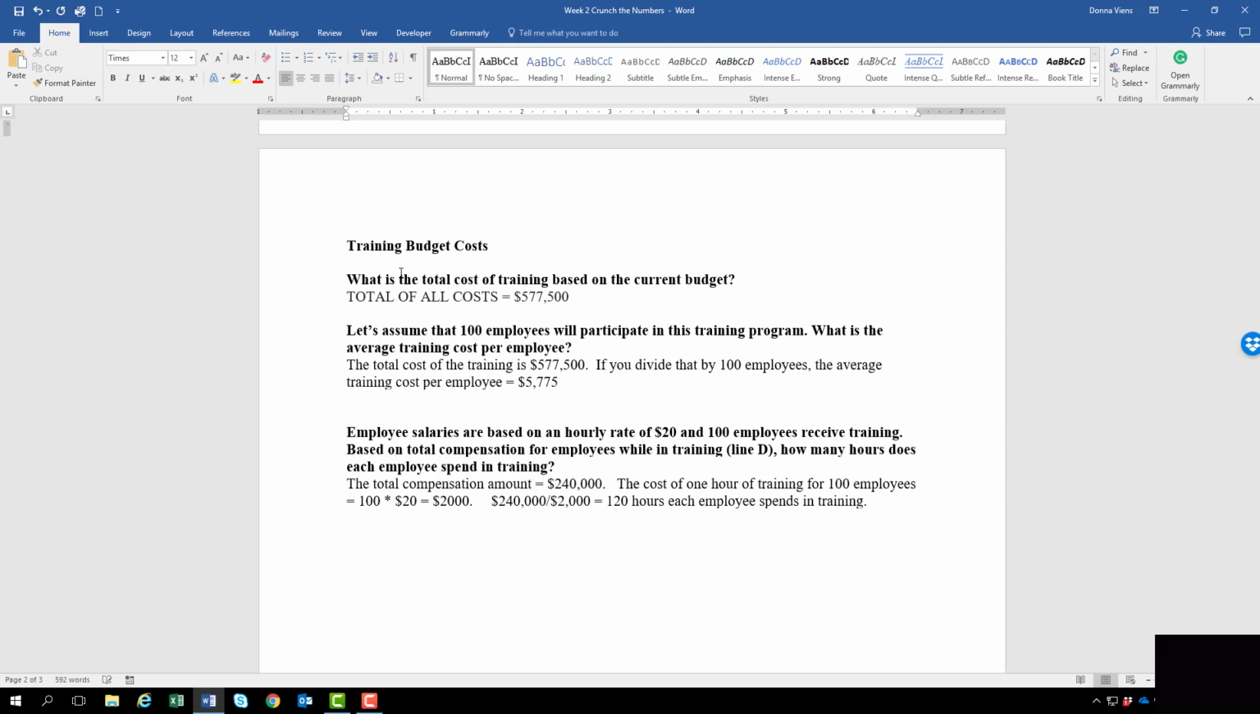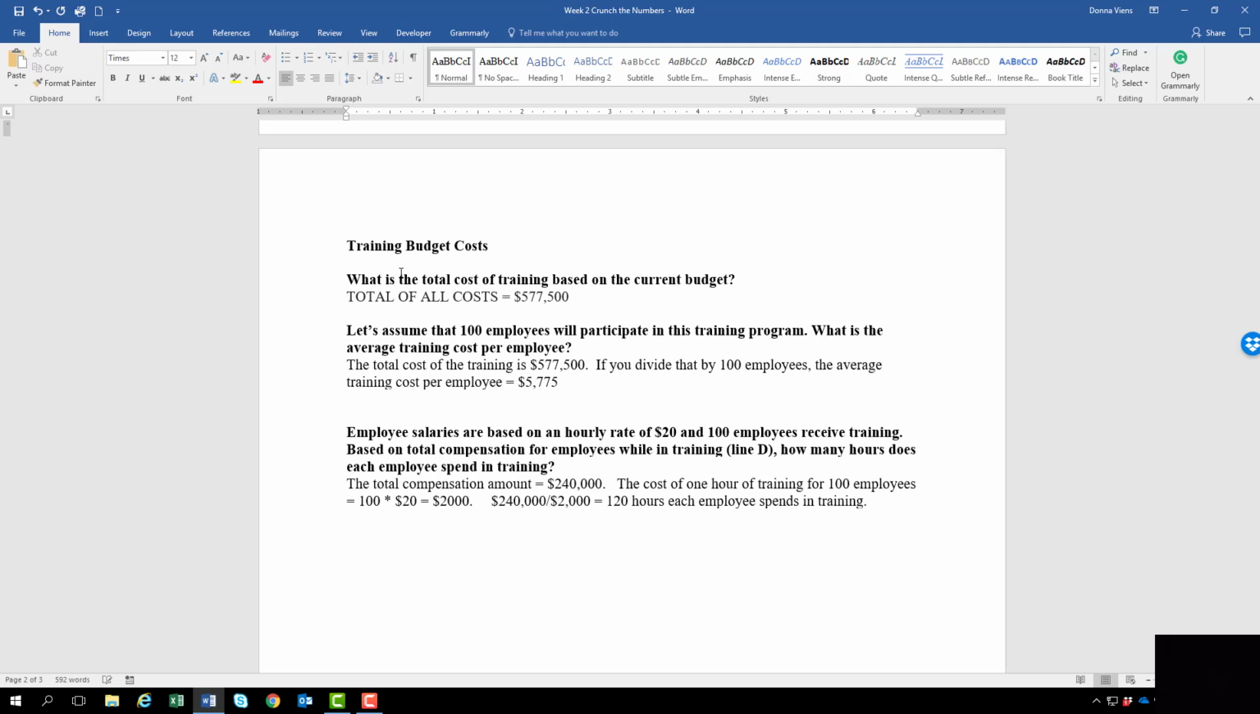Direct implementation costs, so that's the training materials, technology costs, facilities, that's $12,500. Indirect implementation costs, so that's overhead, general and administrative, $95,000. Compensation for employees while in training is $240,000. And lost productivity or cost of backfilling positions during training is $200,000.